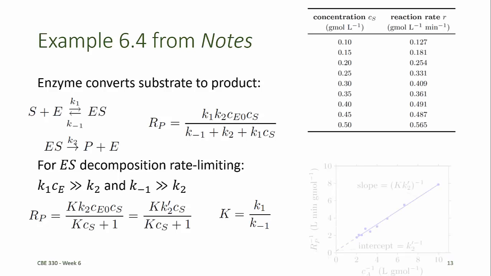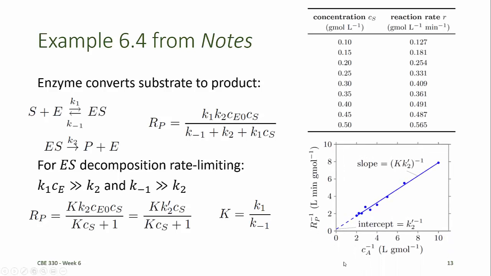This is a saturation model similar to the equation in the first row of the table on the previous page. If we transform the variables representing the concentration of the substrate and the rate of product formation by taking the reciprocal, this equation is linearized in the unknown coefficients. The intercept is the reciprocal of k2 prime, and the slope is the reciprocal of K times k2 prime. Now we can fit the transformed data to a line using linear least squares regression to extract these coefficients.